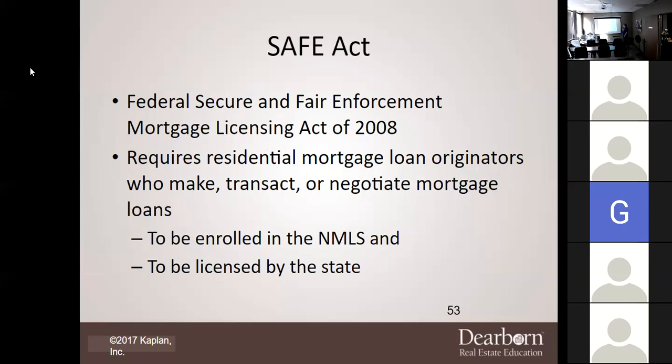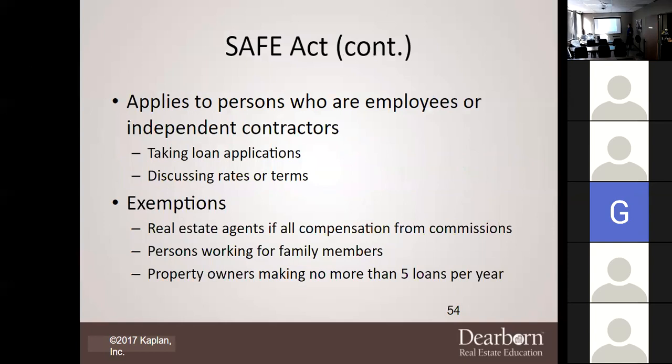And for you to do that, you have to take a course that's approved by the SAFE Act, the federal Secure and Fair Enforcement Mortgage Licensing Act of 2008. It requires that residential mortgage loan originators who make, transact, or negotiate mortgage loans have to be enrolled in the NMLS, and they have to be licensed by their state. Once you finish your training, you have to pay to be part of the NMLS, and on top of that, you have to be licensed by your state. It applies to persons who are employees or independent contractors.